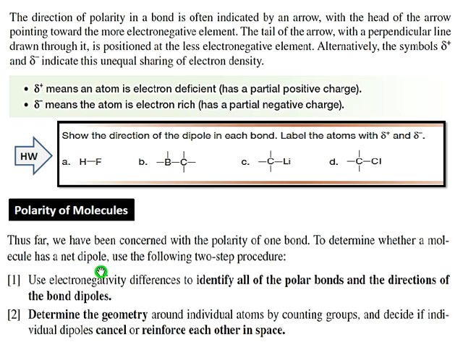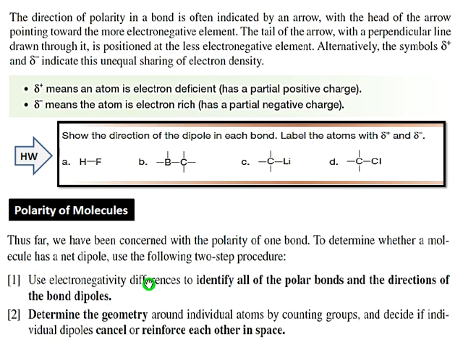Okay, then number one, we have two steps. Use the electronegativity difference to identify all the polar bonds and the direction of the bond dipole. Then you have to decide whether the bonds and the molecule are polar or not, and the direction of the polarity. Step number two, determine the geometry.